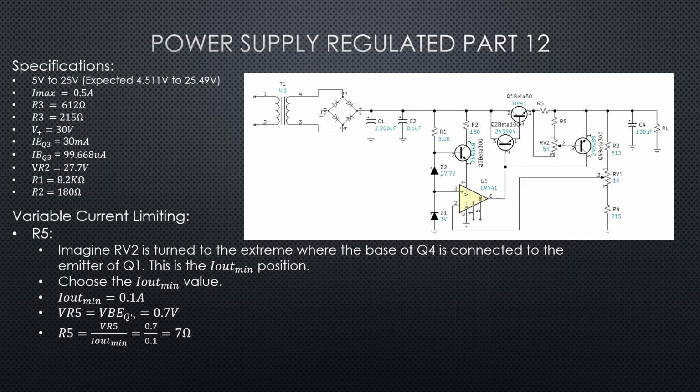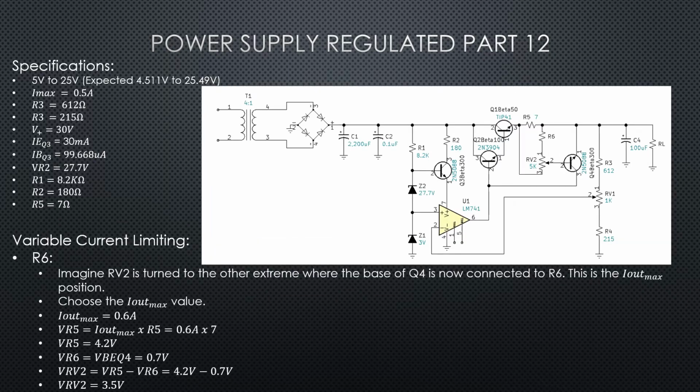Now, we can choose our I out min. What's our minimum current that we want to be able to regulate? For this example, we're going to choose 0.1 amps. If we divide the VBE of Q4, the 0.7 volts, by our I out min, that gives us an R5 value of 7 ohms.